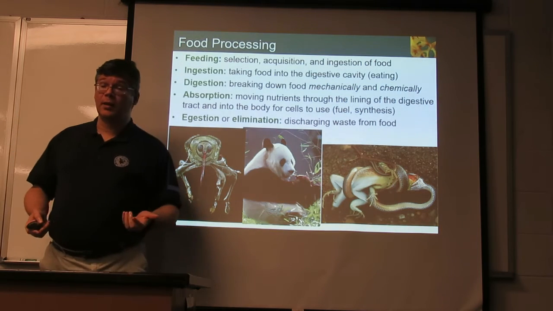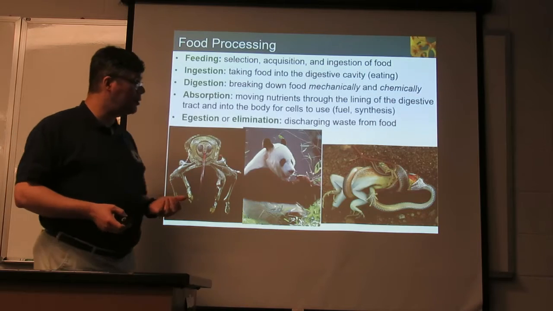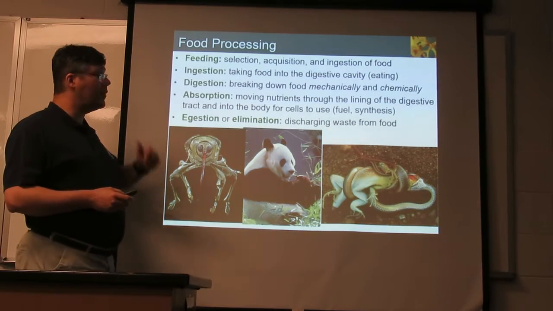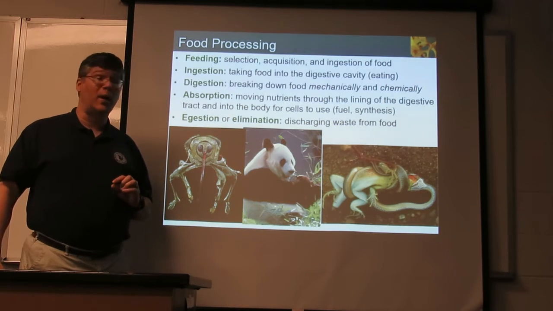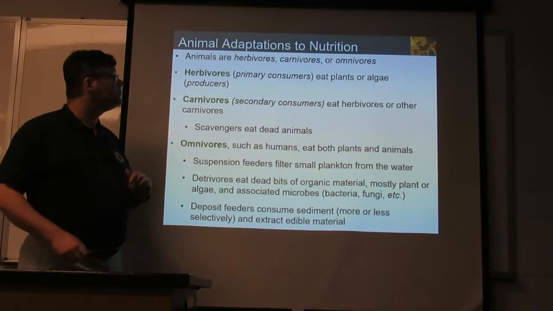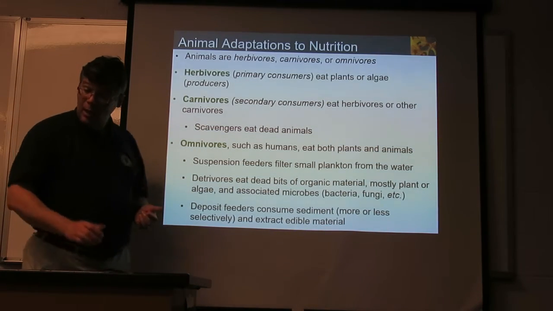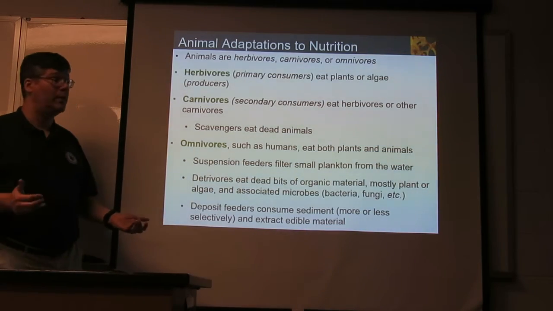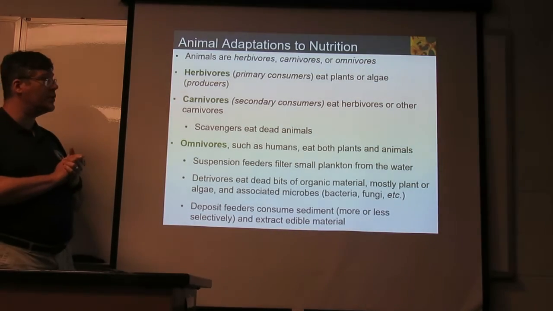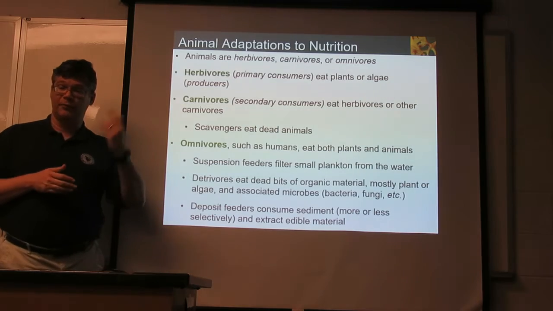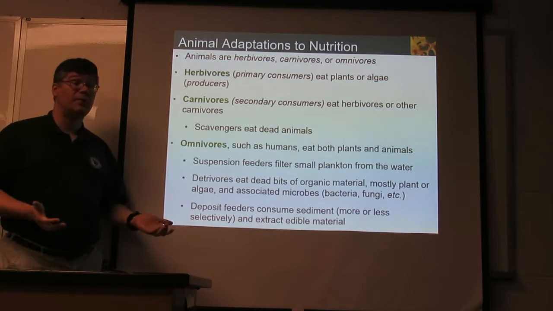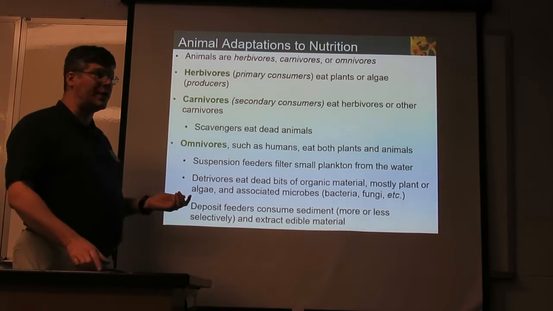Not everything we eat is something we can actually use in the body. And so we also have getting rid of whatever waste is left over. Options on feeding. We have herbivores, also referred to as primary consumers, because they're the first step up on the food chain from the producers. These are things that eat plants or algae.